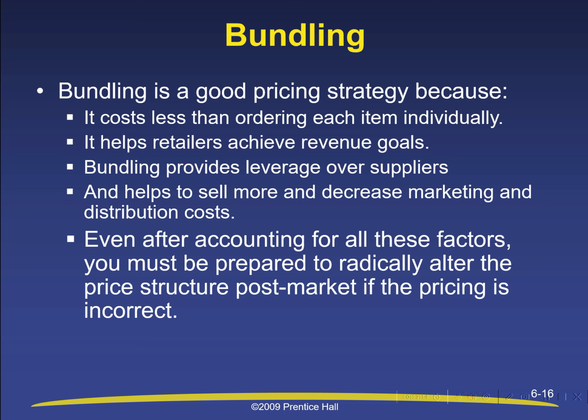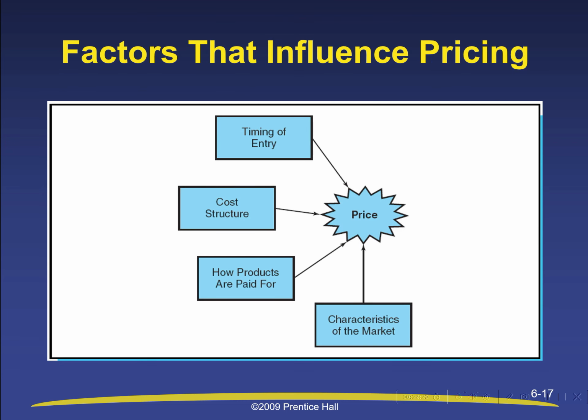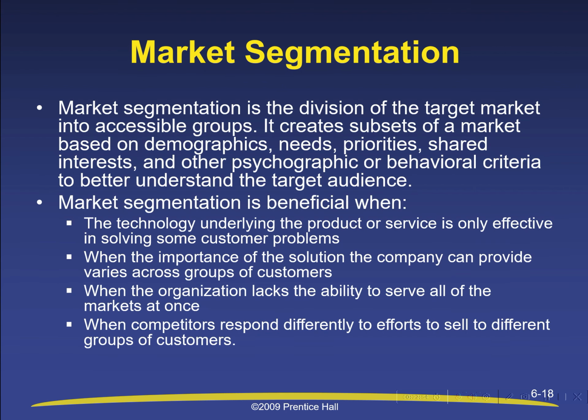Even after accounting for all these factors, you must be prepared to radically alter the price structure post-market if the pricing is incorrect. Factors that influence pricing. These are timing of entry, cost structure, how products are paid for, and the characteristics of the market itself.